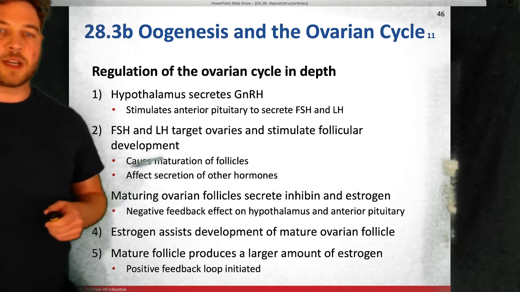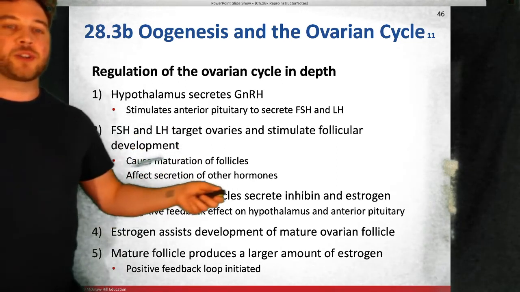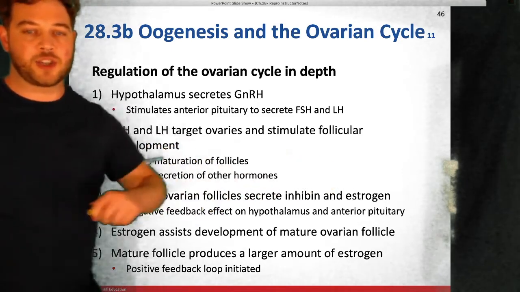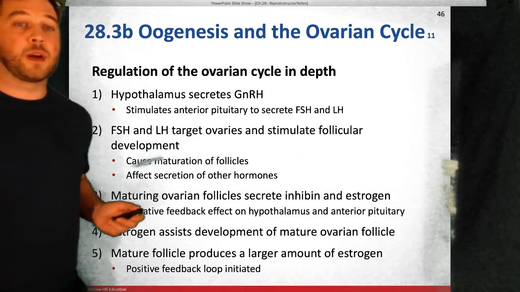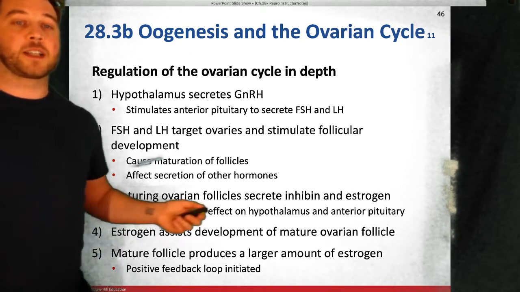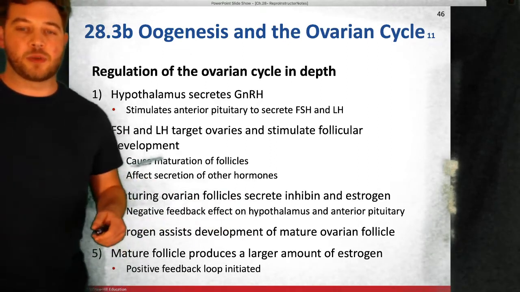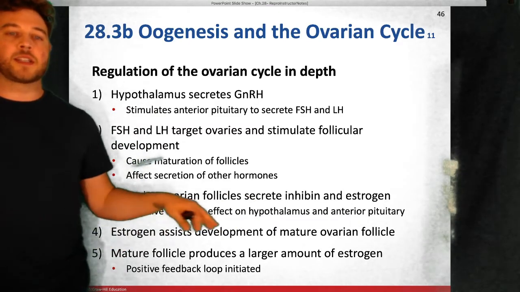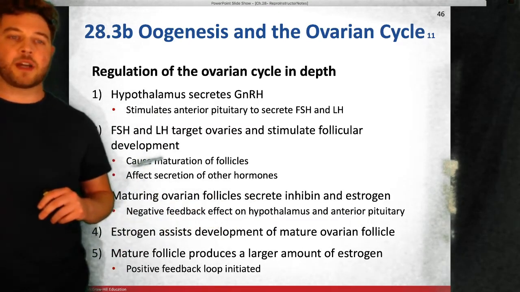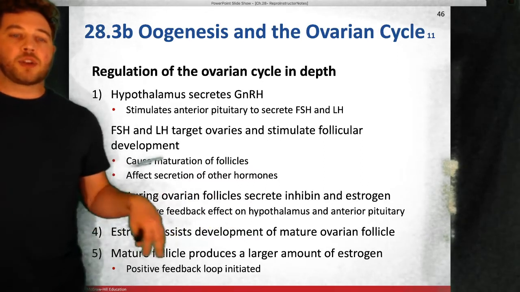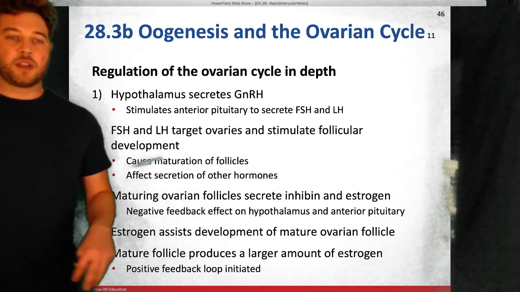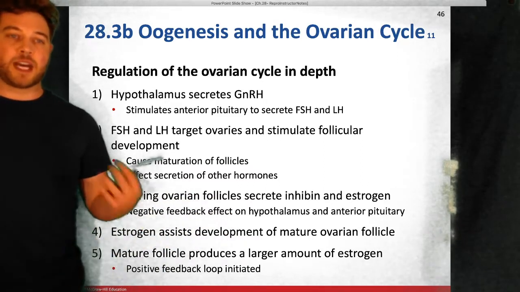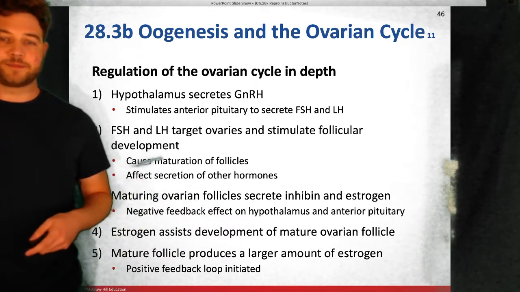of other hormones, right? Maturing ovarian follicles will secrete both inhibin and estrogen. Both will have a negative effect on the hypothalamus and the anterior pituitary, so they try to limit the FSH-LH release. Estrogen assists the development of the mature ovarian follicle, and that mature follicle produces a larger amount of estrogen, initiating a positive feedback loop to help develop itself.